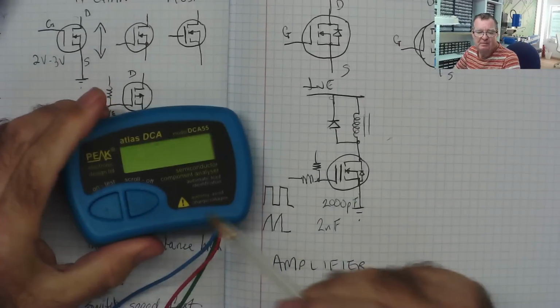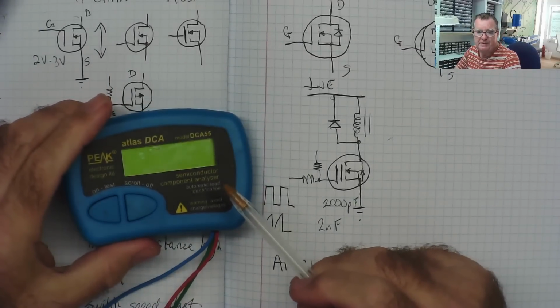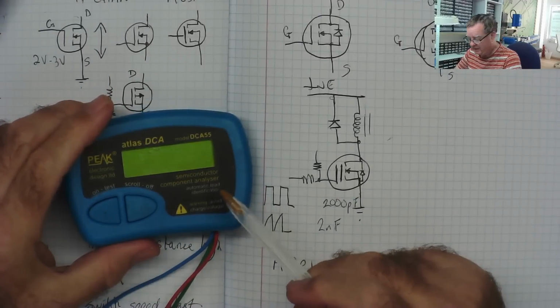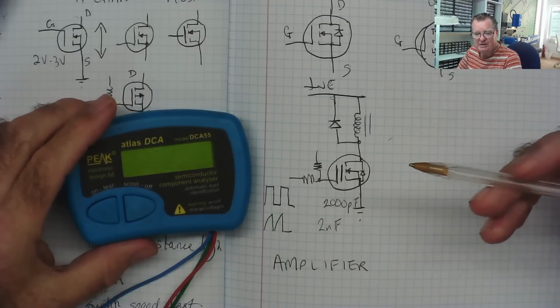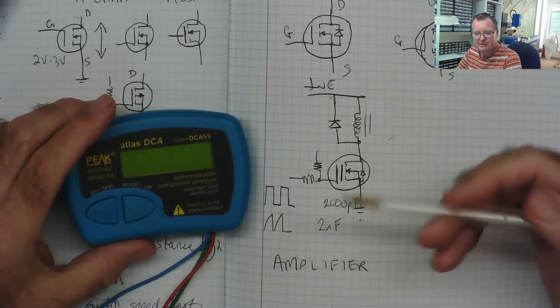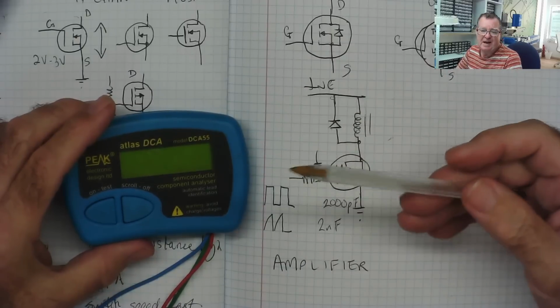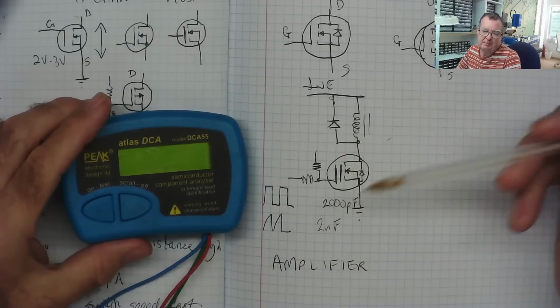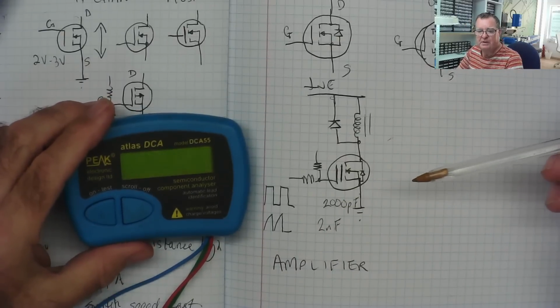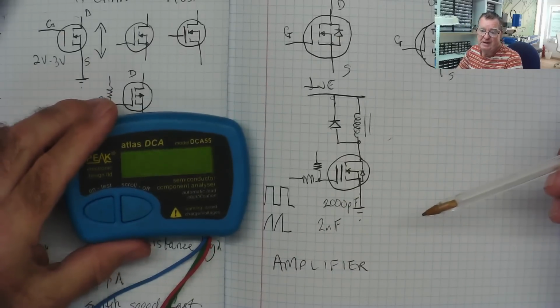The component analyzer was telling us something interesting, that these are enhancement type MOSFETs. And this leads into what I was saying, that there are actually 4 types of MOSFETs. And these ones, the enhancement type, are the most common. But we also get depletion type or depletion mode MOSFETs. And again, they come in P-channel and N-channel.